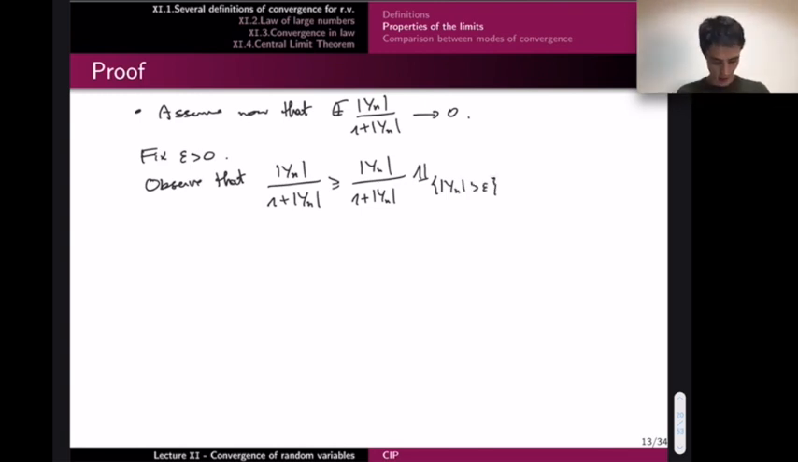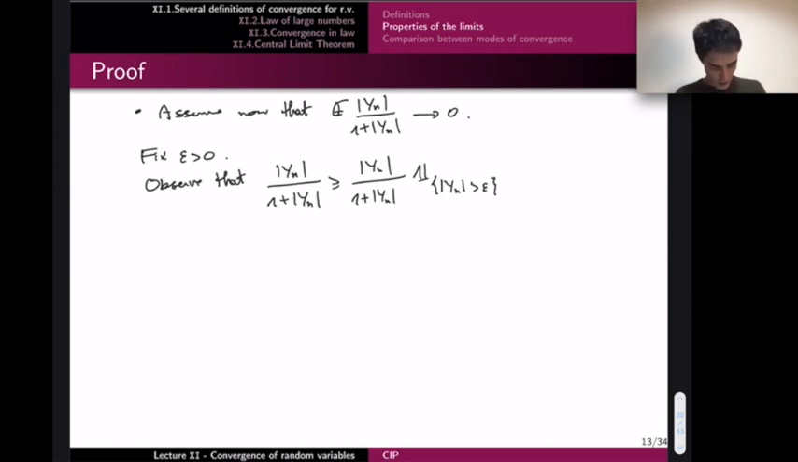Okay, so this is a trivial inequality. It's just saying that this function is always smaller than 1. But here the point is that I'm introducing this indicator function, and I know that when I take the expectation of this indicator function, I get the probability that I want to control. I need to say something about this, but yeah.